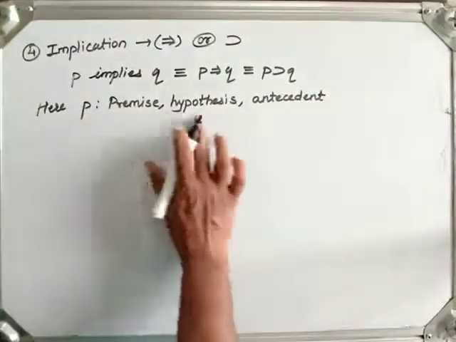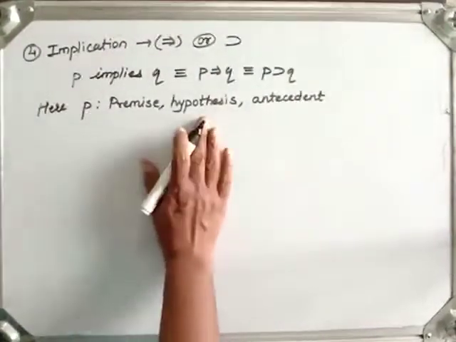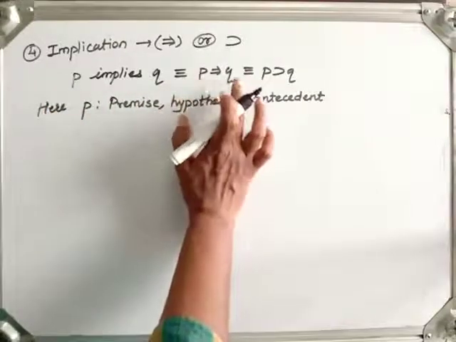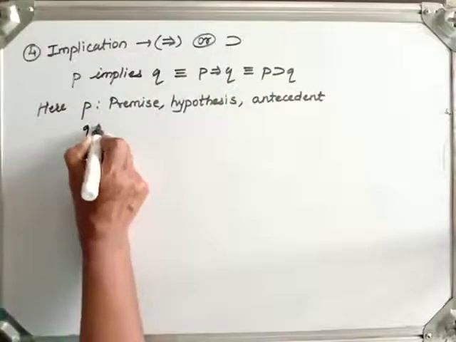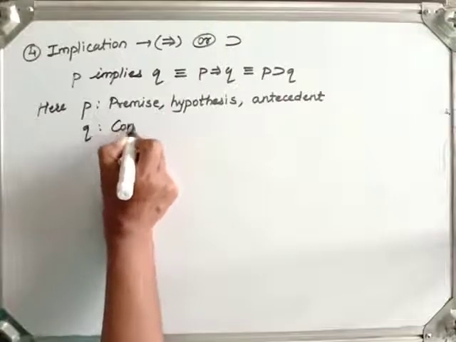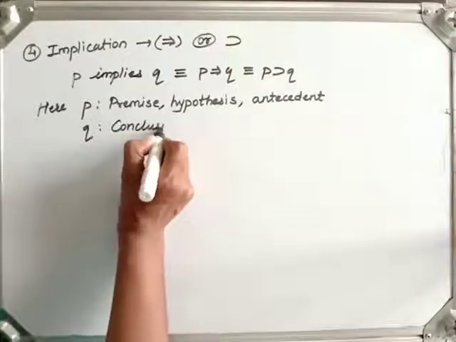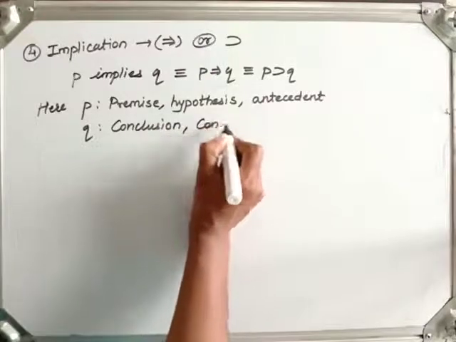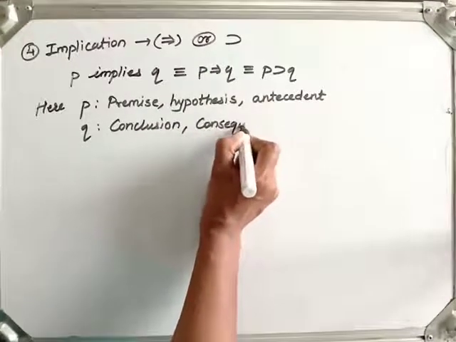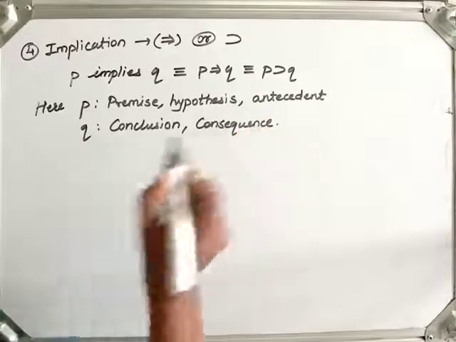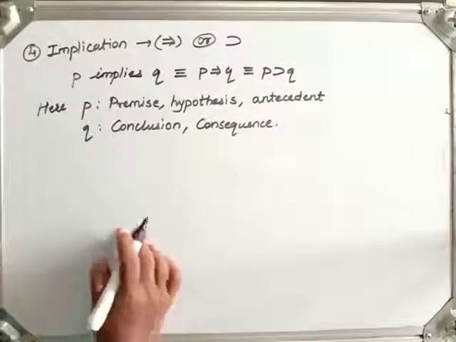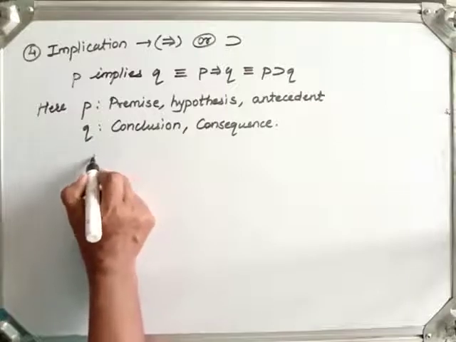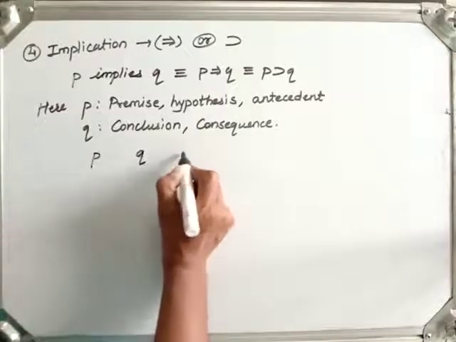P has three different names: premise, hypothesis and antecedent, meaning the left hand side of this statement. Now the right hand side, that Q, is known as the conclusion, and another name for this is consequence. Now let us see the truth table for P implies Q.